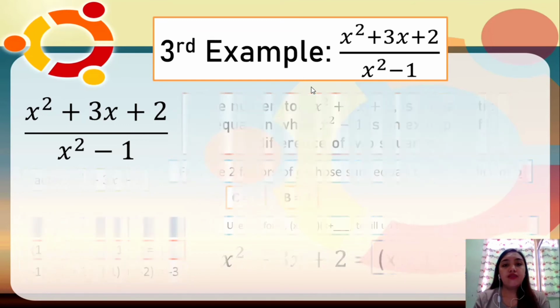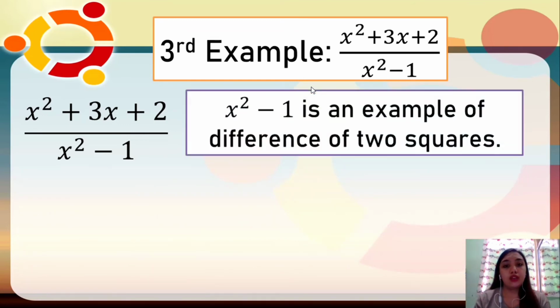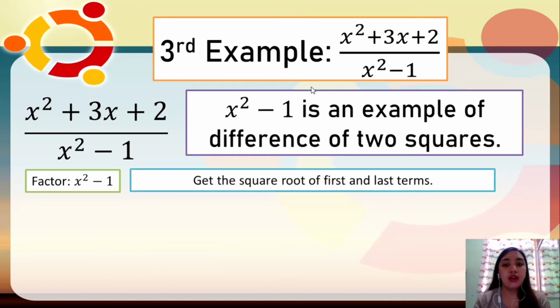Paano naman natin i-factor yung denominator? Di ba, I told you a while ago na ang x squared minus 1 is an example of difference of two squares. So, paano kasi mag-factor niyan? Get the square root of the first and last term. Siyempre, get the square root of x squared. Paano kasi tayo kumuha ng variable na may exponent na even? So, always divide by 2. So, the square root of x squared is x.